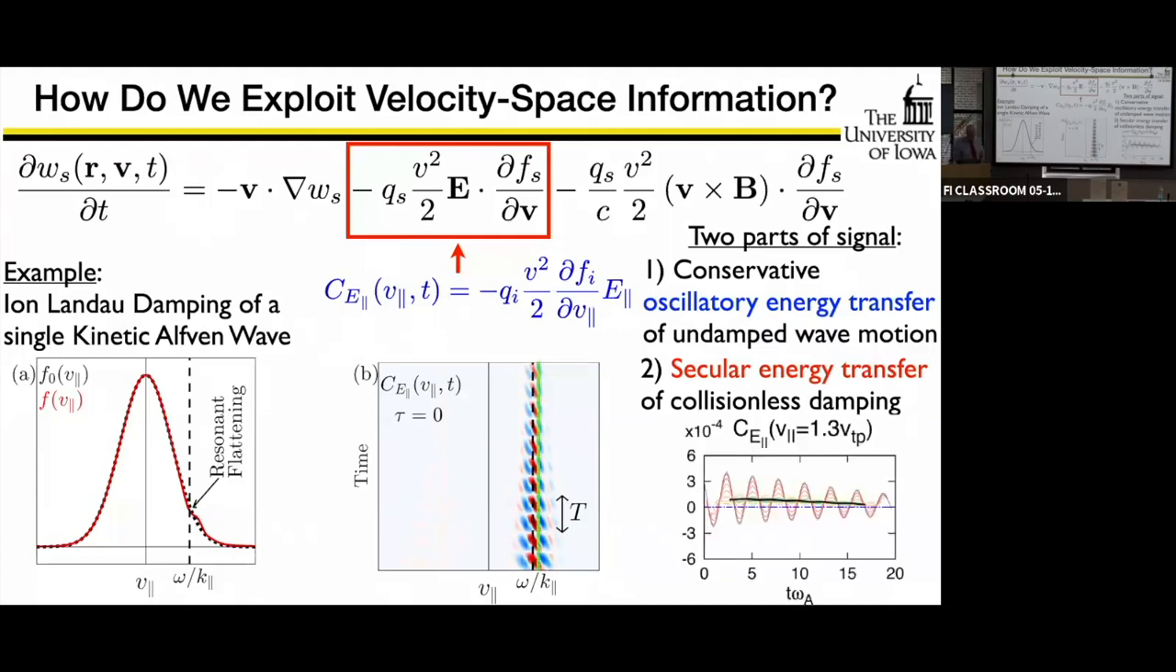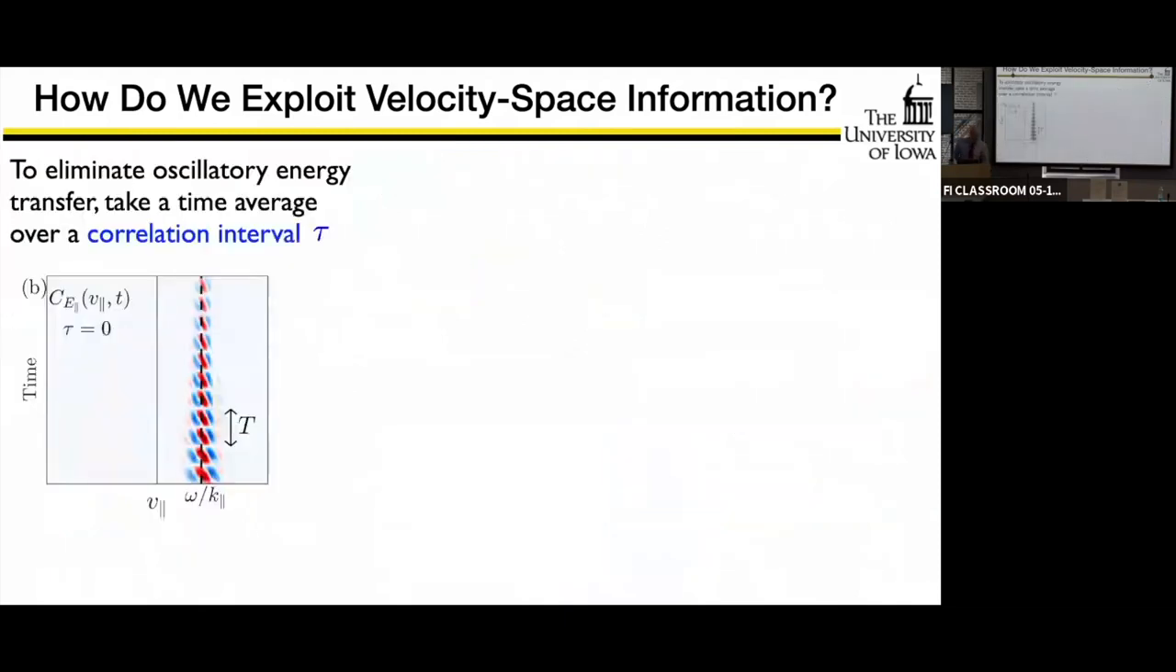So if I take a slice vertically in time, just at one particular velocity, and I plot it as a function of time, I get this function that's oscillating up and down. Well, if I take that oscillating function and average it over a sufficiently long time, it flattens out to something. And although the oscillations are very large, the net average of that is not zero. And that's the secular energy transfer. That's the net transfer of energy to the particles that's associated with damping the wave, and it's changing the particle energy.